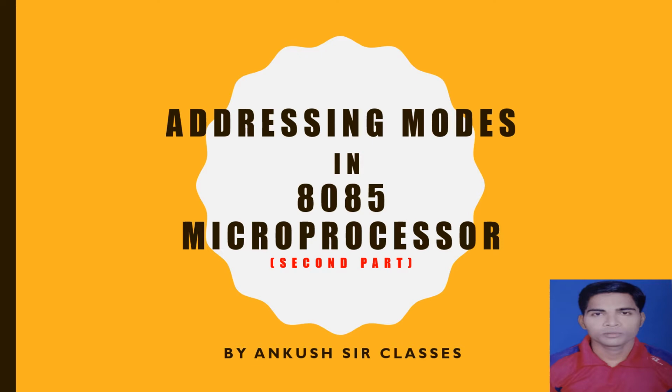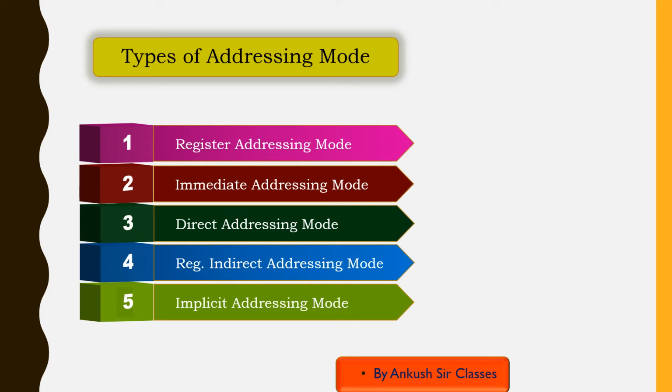So first of all, we are going to discuss the remaining addressing modes. We will look at what addressing is. Once again we will revise what addressing mode is, and then we will go for the remaining three addressing modes. So this slide shows you the types of addressing mode. There are a total of 5 addressing modes. They are register, immediate, direct, register indirect, and implicit addressing mode.